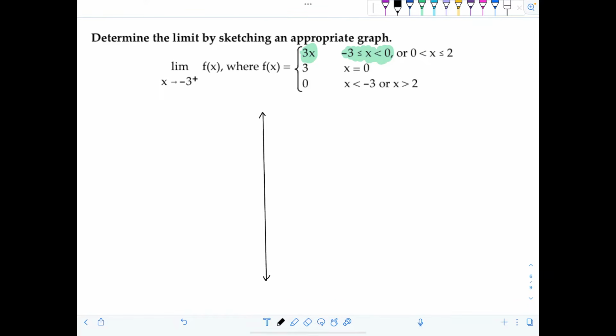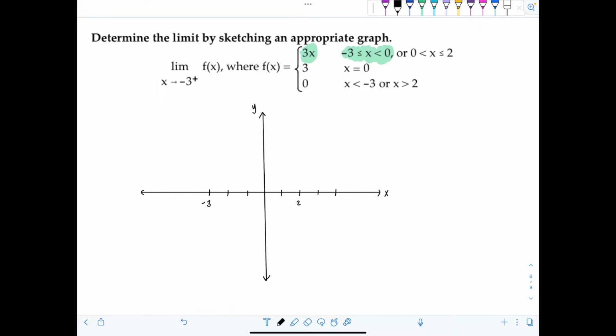Here's the y-axis. Let's see. All the spice is happening between -3, 0, and 2. So let's scale it nice and spread out there so we can really see what's going on. Up to 2, to -3.